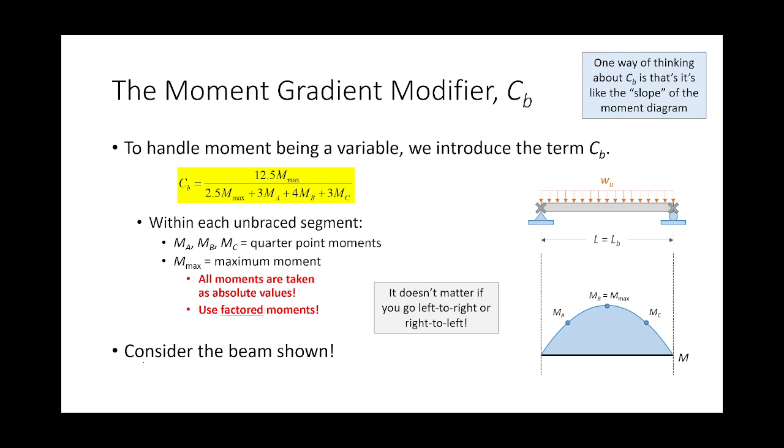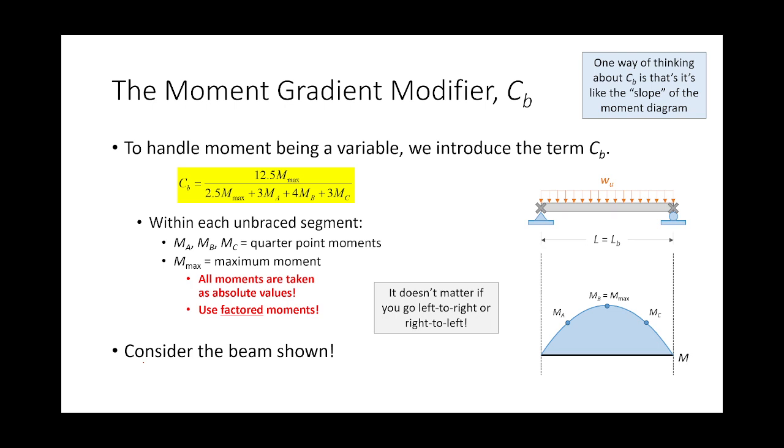We get a moment diagram that looks something like this. One way of thinking of CB is it's kind of like the slope of the moment diagram. I say that very loosely because if the moment diagram was flat, CB would be 1, it wouldn't be 0, okay? Now, here's our function, and here's how it works.